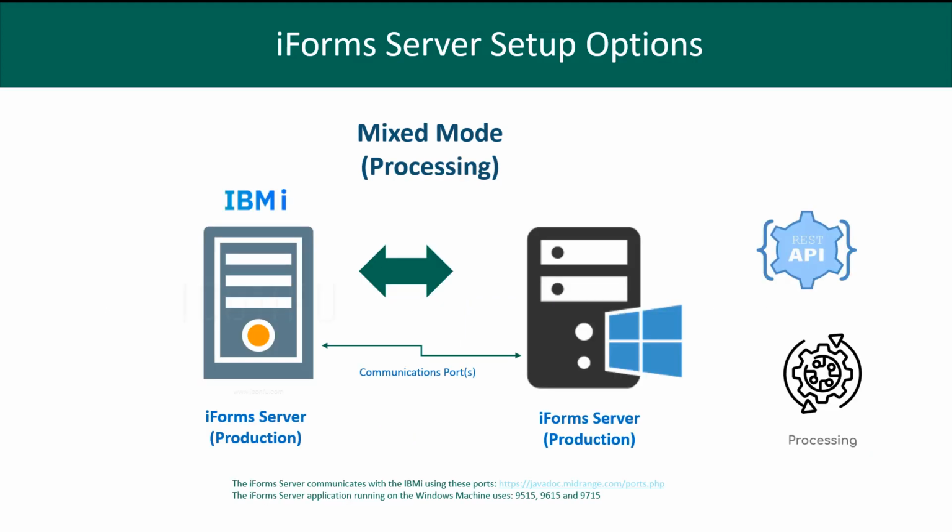Mixed mode, again, is also used for processing. So if there's a ton of processing that needs to be done, and you want to free up resources on the IBM i, we can use that mixed mode functionality to bring that server in place to do that. REST APIs would be another example. Might not be offloading the processing, but I need to integrate with REST API capability. So you might bring the mixed mode server in for integration to do some of those REST API functions.